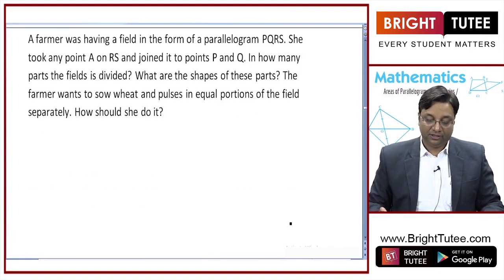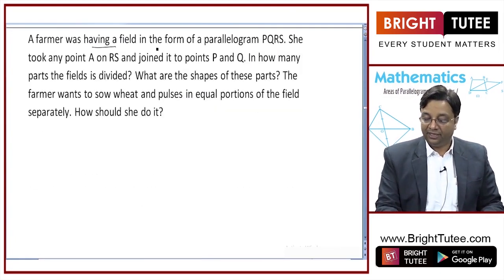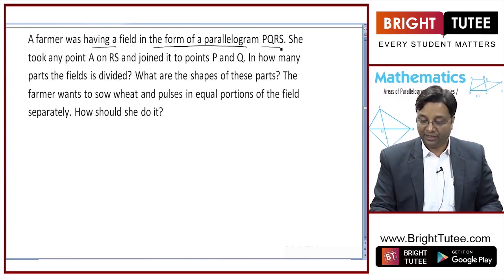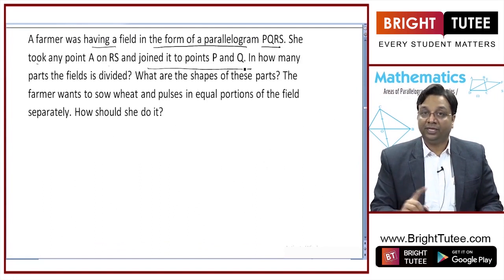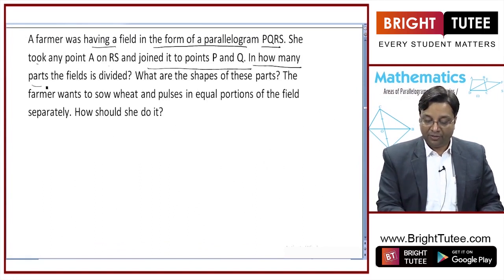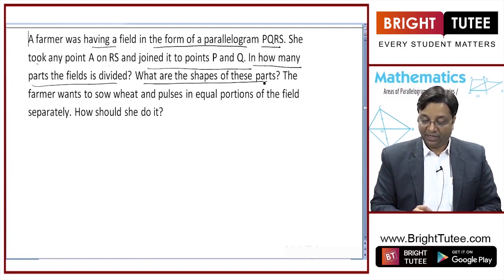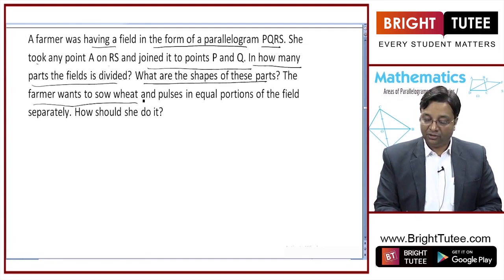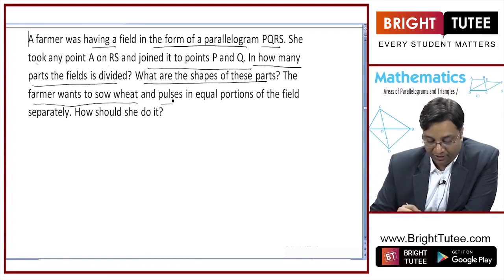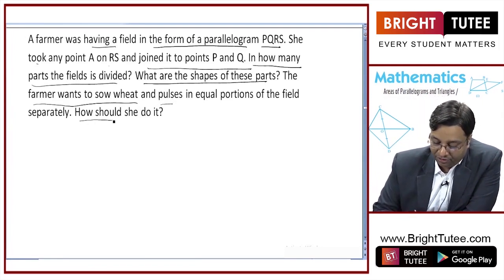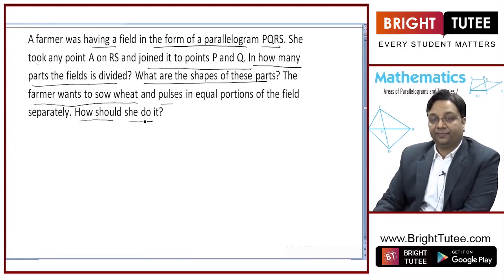Now, let us look at this one. A farmer was having a field in the form of a parallelogram PQRS. She took any point on RS and joined it to points P and Q. In how many parts the field is divided? Number 1. What are the shapes of these parts? The farmer wants to sow wheat and pulses in equal portions of the field separately. How should she do it?